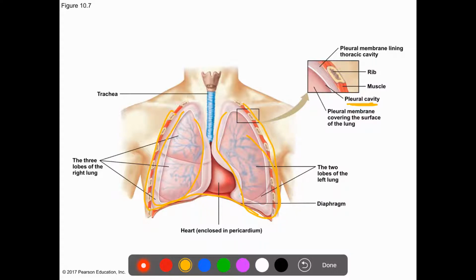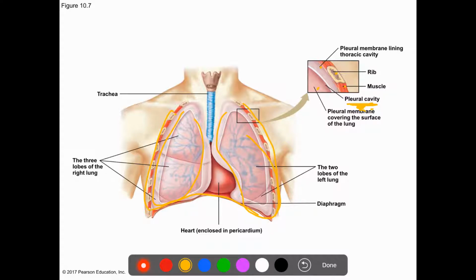As you can see, this is the visceral pleura, and the outer side would be the parietal pleura. This is serous membrane to reduce friction between the lungs and the thoracic cage, between the ribs and the muscles of the thoracic cage, and the area between them is called the pleural cavity, which is filled with fluid, and again to reduce friction.